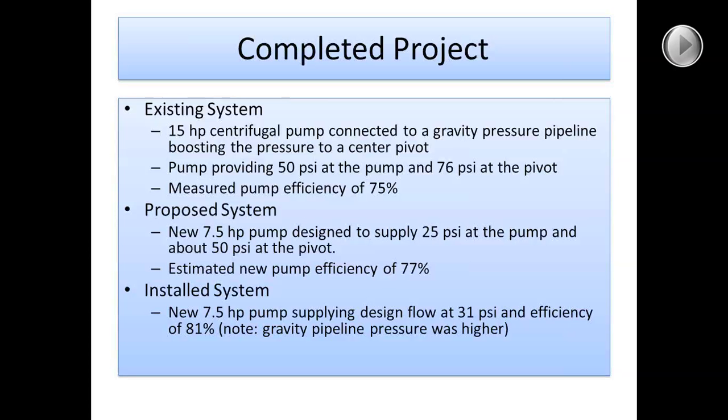We went out after the fact and took more measurements. The new pump was operating at the design flow rate actually at 31 psi, a little higher than we'd estimated, but the reason is that the pressure in the gravity pipeline was actually higher that day than when we'd been out there before.